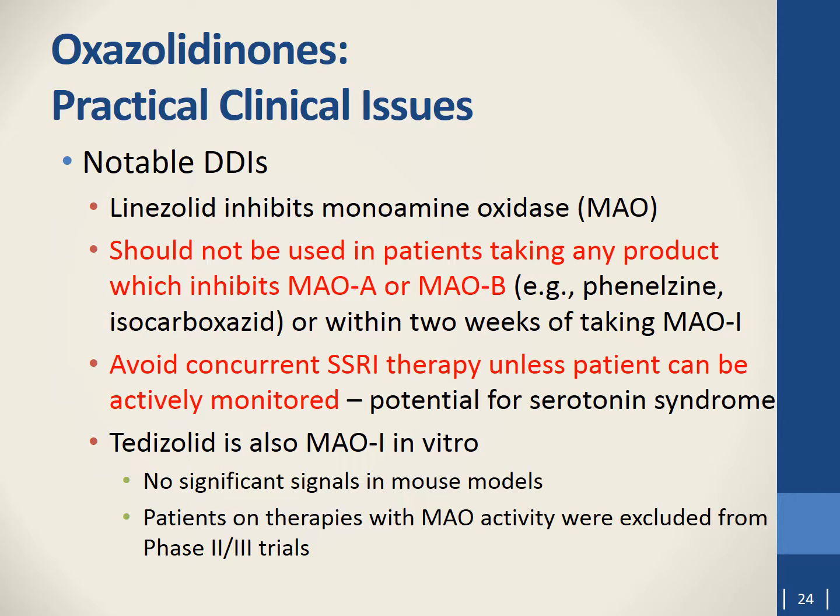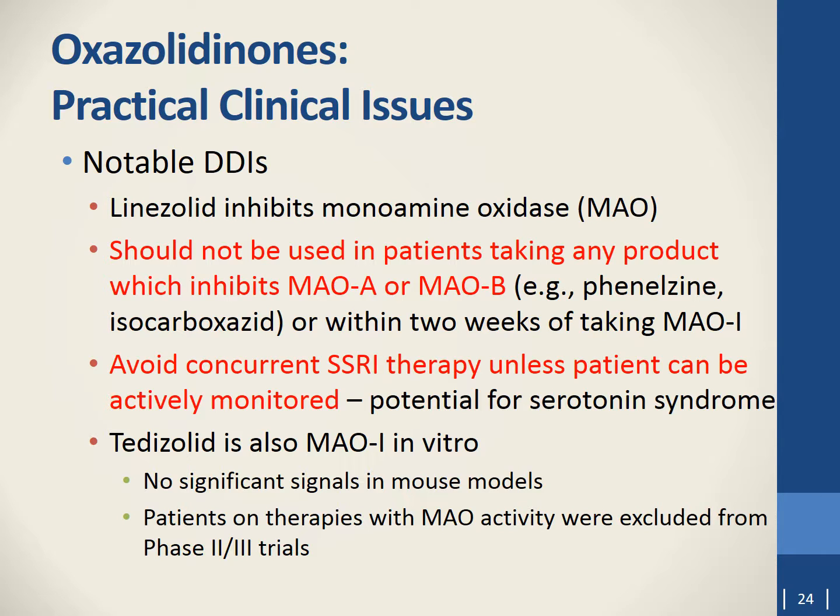What can happen there is essentially an acute hypertensive crisis, similar to why we recommend avoiding concurrent SSRI therapy. So things like paroxetine, fluoxetine, etc. are antidepressant agents, a very widely used class for depression. And unless a patient on an SSRI can be actively monitored, we tend to avoid this combination.